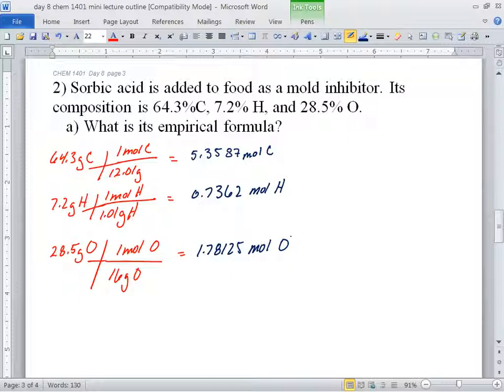Okay, did anybody get their empirical formula yet? What did you get for C3H4O? I see a couple people getting C3H4O as their empirical formula. I'm not so sure. Let's see.